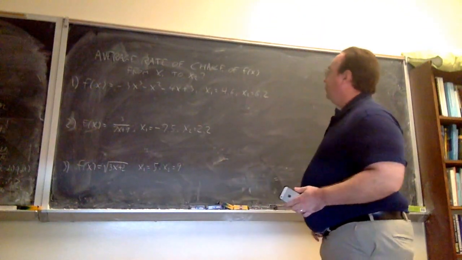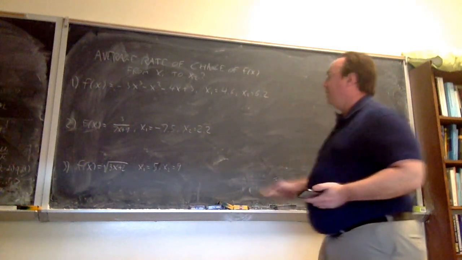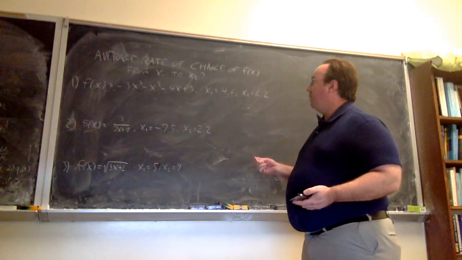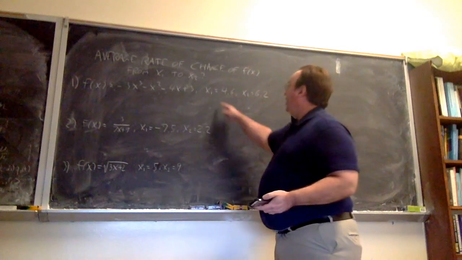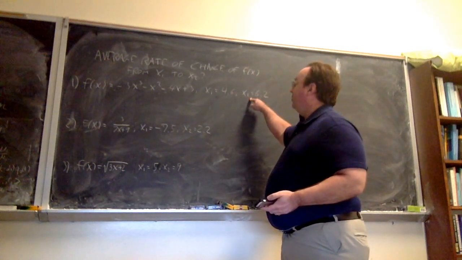So now I'm going to show you how to compute the average rate of change from an explicitly defined function. Here we have three functions specified by formulas. For each one, I'm going to compute the average rate of change of a given f of x from a given value of x1 to a given value of x2.